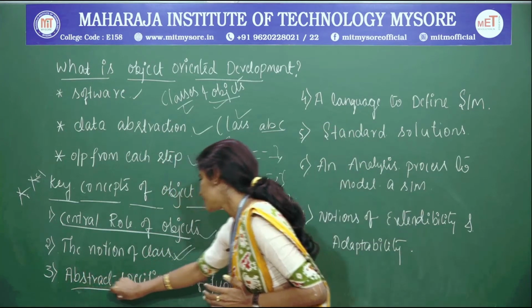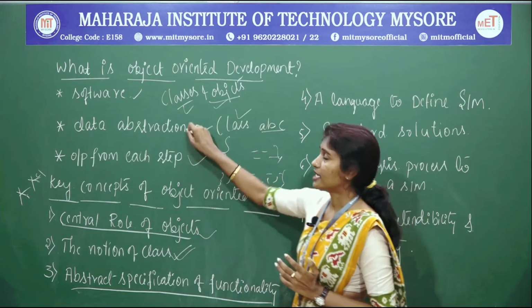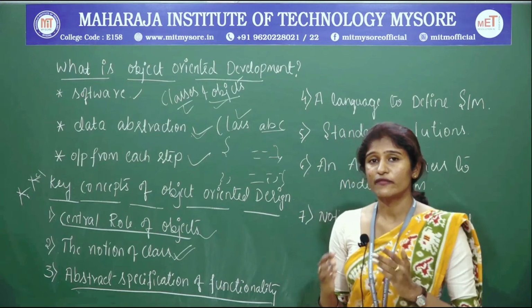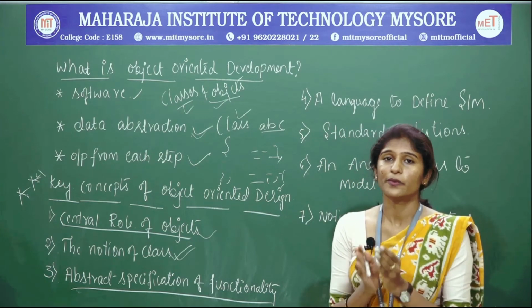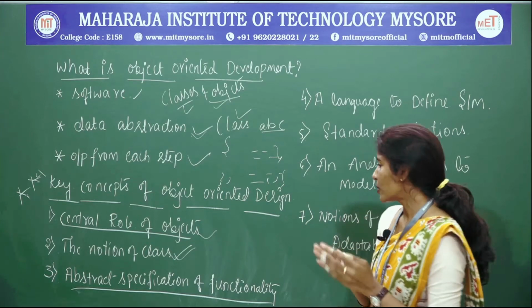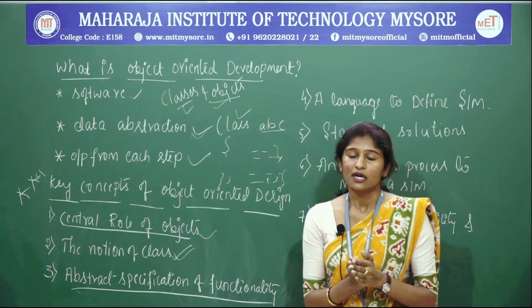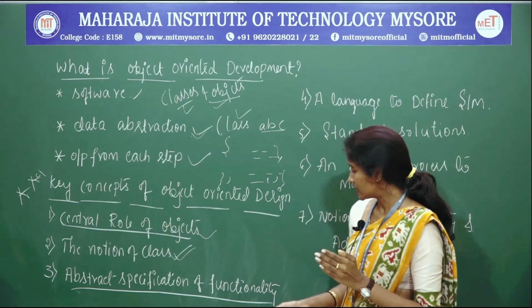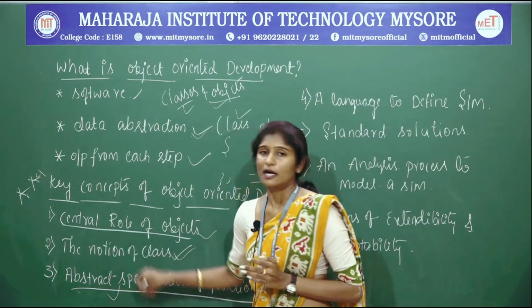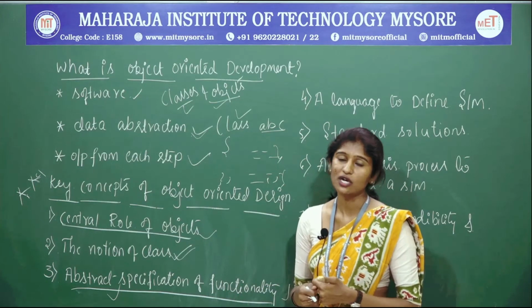And then coming to the abstract specification of the functionality. I told you about data abstraction; it is going to provide you data abstraction. Each and every functionality, each and every operation or procedure is kept in a different module, and it provides an abstract way of representing data or a function. So that is why it is important in object oriented programming, as it provides abstract specification of functionality to the programming.